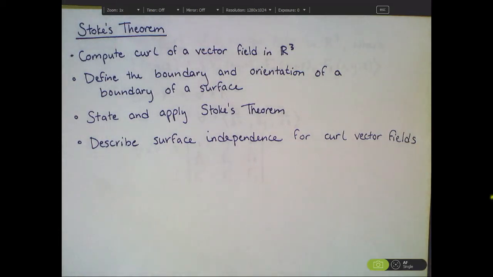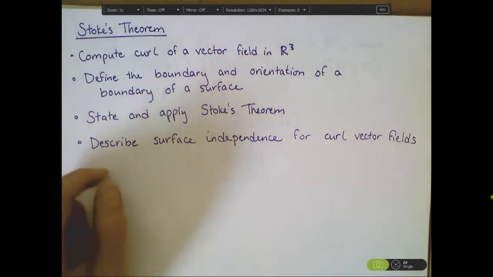In this video, we're going to talk about Stokes' theorem. This is a higher dimensional analog of Green's theorem, and we'll see why in a second. Our learning goals are to be able to compute curls of vector fields, to define boundaries and orientations of boundaries, to state and apply Stokes' theorem, and to describe surface independence for curl of vector fields, which is sort of a consequence of Stokes' theorem.